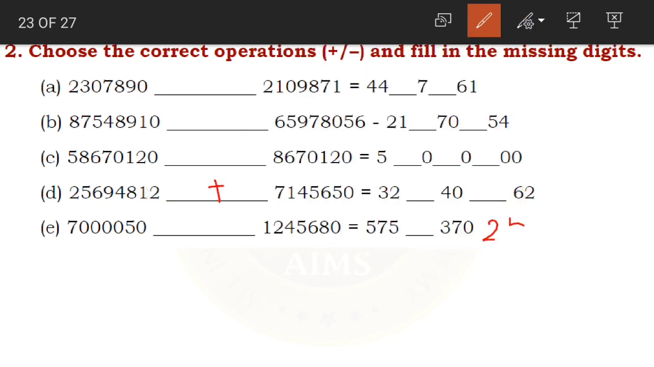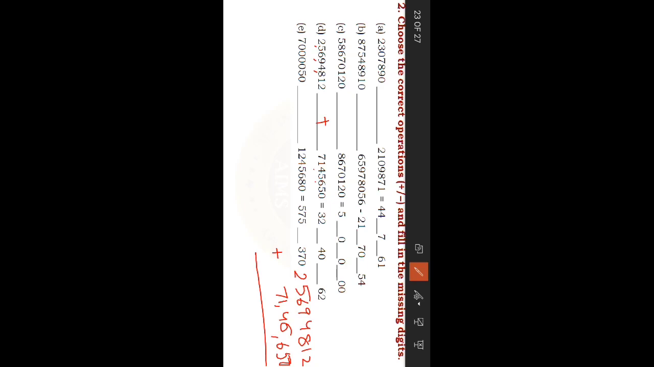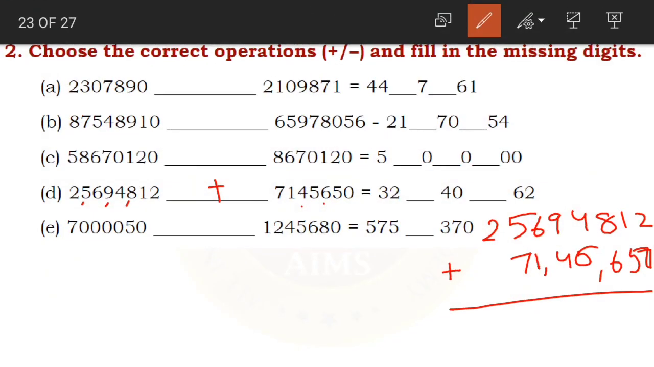Let us add. What are these numbers here? 2 crores 56 lakhs 94,812 plus 7 crores 14 lakhs. Sorry, see, this is what mistakes will do. Write the number in the exact place value. 71 lakhs 45,650. Now when we add, 0 plus 2, 2, 1 plus 5, 6, 8 plus 6, 14, 1 carried, 1 plus 4, 5, 5 plus 5, 10. This is 5 children, this is not 6.